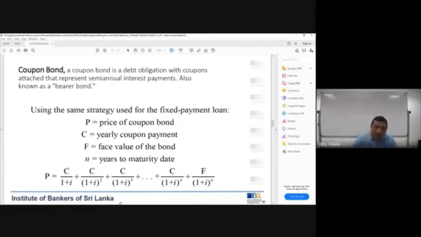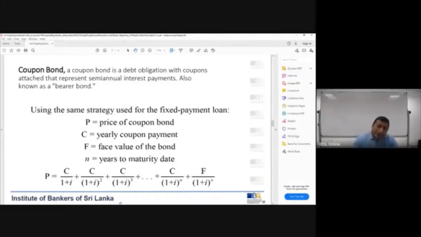So these are the concepts that you learned and discussed a little while ago. A very important aspect you should not miss when it comes to bond pricing and bond valuations being discussed.